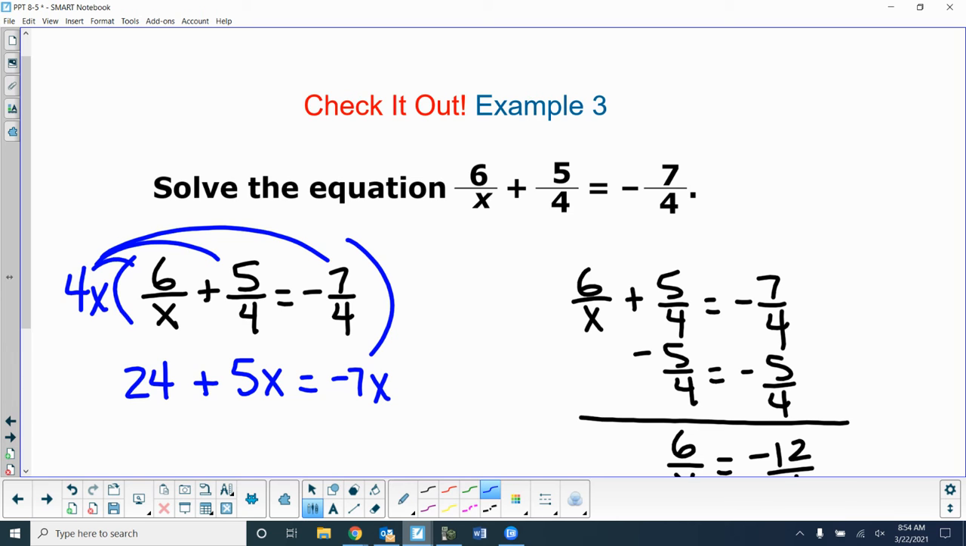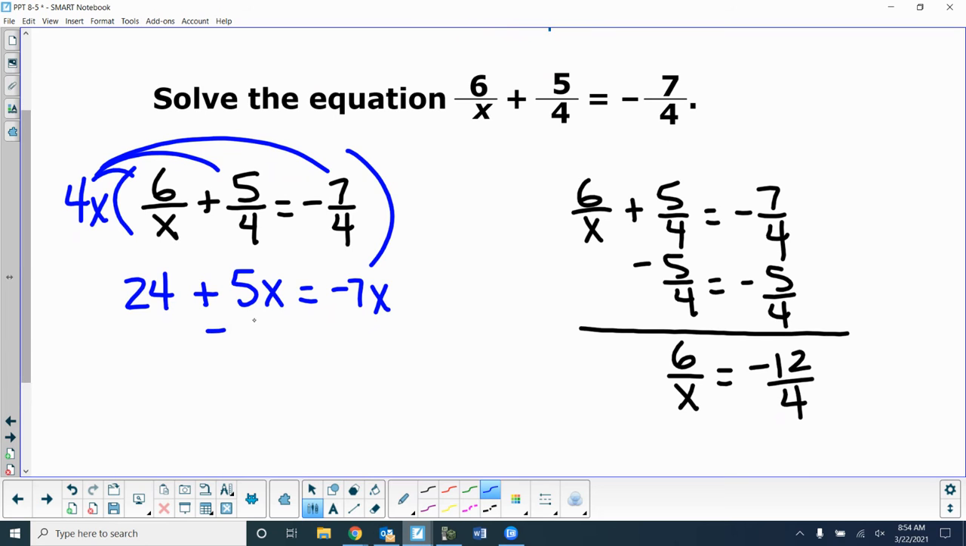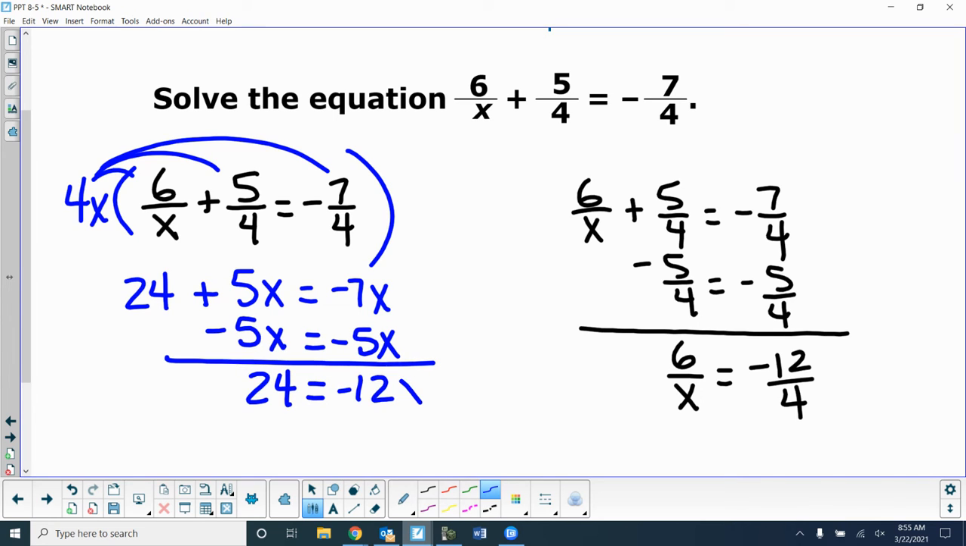Okay? Now you're going to bring the 5x over to the 7x by subtracting. And you get 24 equals negative 12x. And then divide by negative 12, and you get negative 2, right? And when you plug that in, 6 over negative 2 is negative 3, which is negative 12 fourths plus 5 fourths is negative 7, so it works.